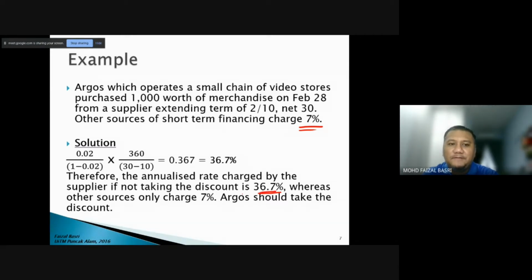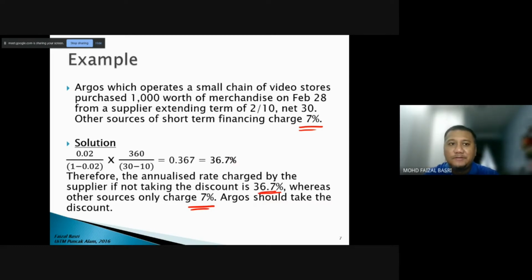So if this company requires funding for something else, this company should take the discount and borrow money from other sources which only charge them 7%. Okay, 7 versus 36.7, obviously 7% is cheaper, right? So for short-term financing, we always go for the cheapest rate. So for this case, 36.7% is not the best option.